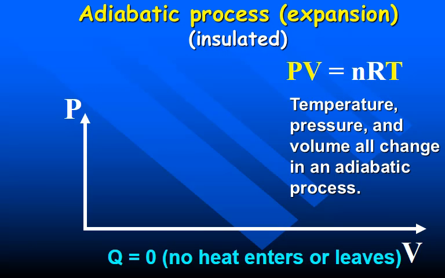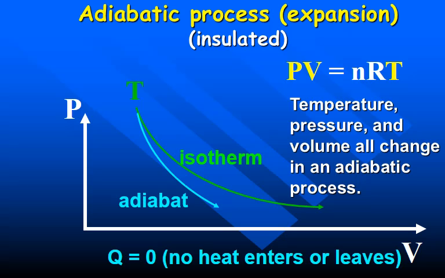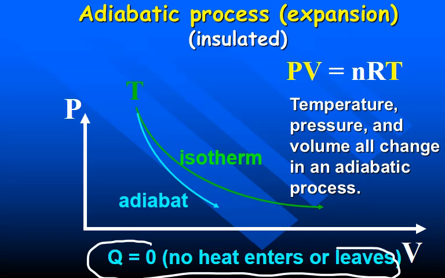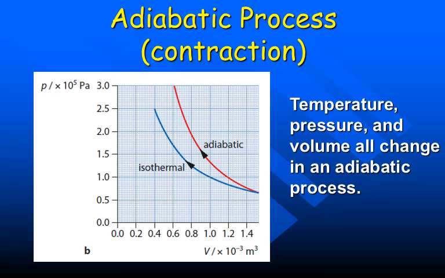The adiabatic process is where all three change: pressure, volume, and temperature. So if this is an isotherm, if we have an adiabatic situation, the temperature, pressure, and volume all change. No heat enters or leaves. And so that's an important part there. And all three will change. Now, adiabatic contraction is, again, where temperature, pressure, and volume all change as well. And in this case, you can see it going off of the isotherm there.